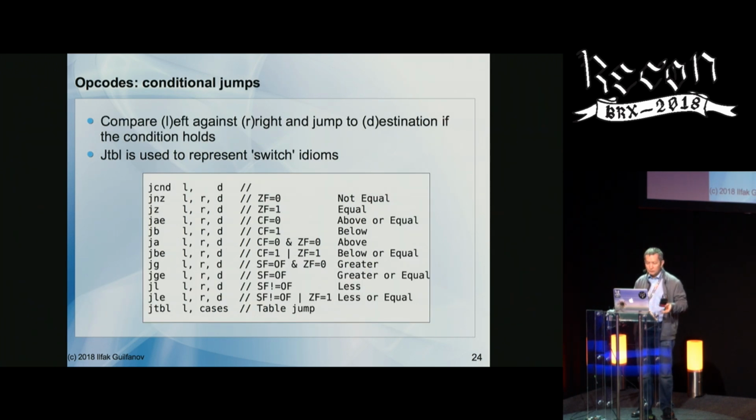There is also a set of conditional jumps. Only JTBL maybe is interesting in this list. It is used for switch idioms when we use a table to jump to different locations.